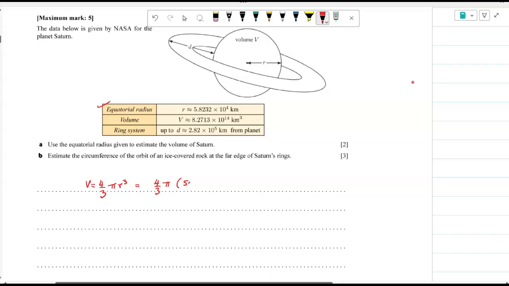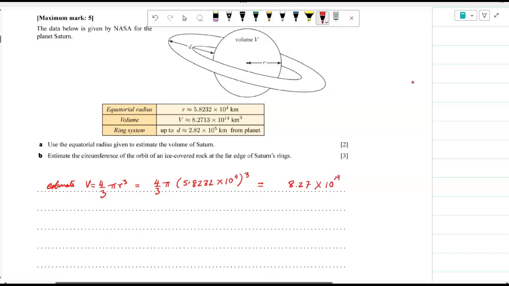Use the equatorial radius to find the volume. They also want the steps, and this may be an estimate. So 5.8232 times 10 to the power 4, cubed. So V is 8.27 times 10 to the 14. Yeah, correct.